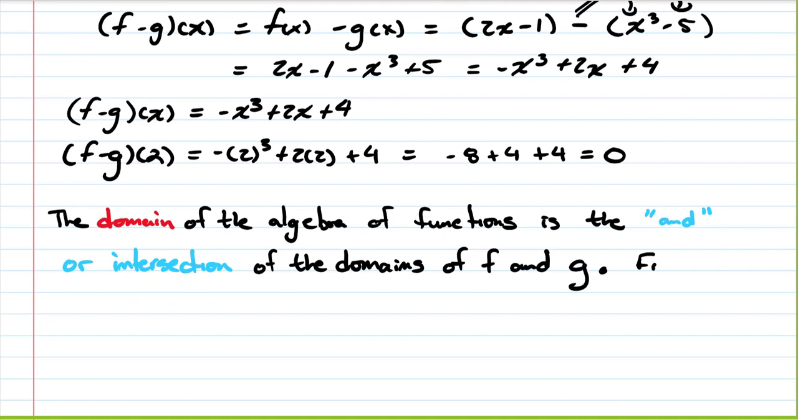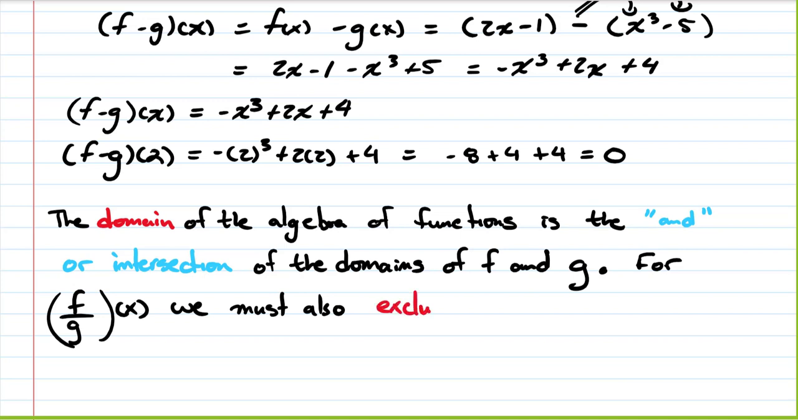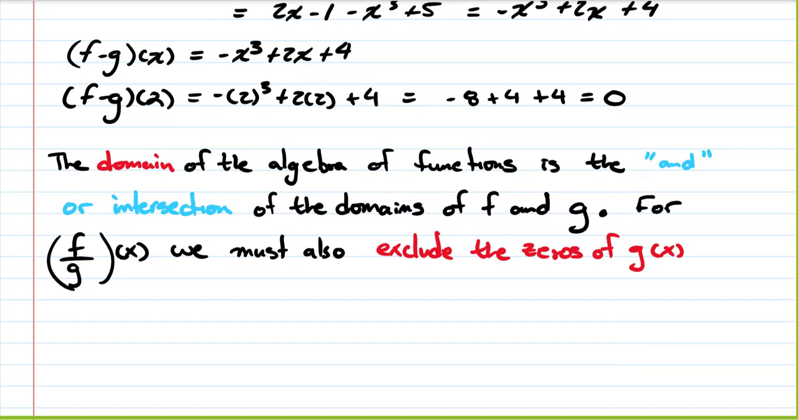For f divided by g, we must also exclude the zeros of g from the domain. And hopefully that should be intuitive because we're not allowed to divide by 0. So if we have f divided by g, since we're dividing by g, we have to exclude where g is 0. So g can't be 0 from the domain.